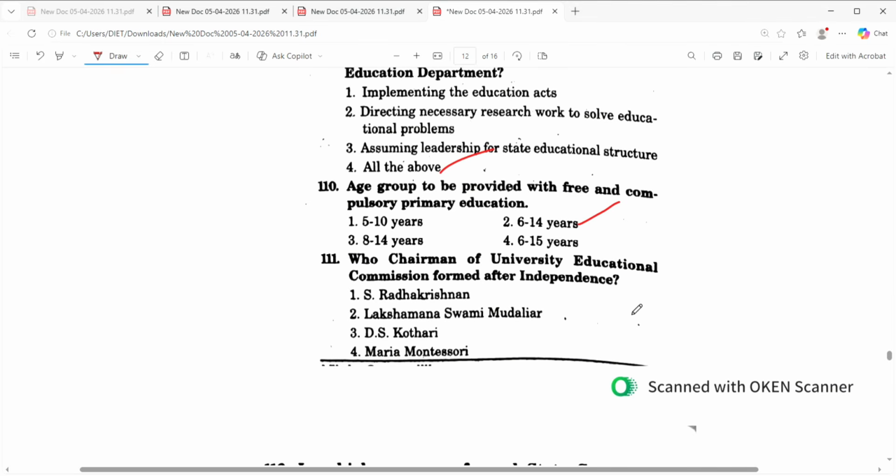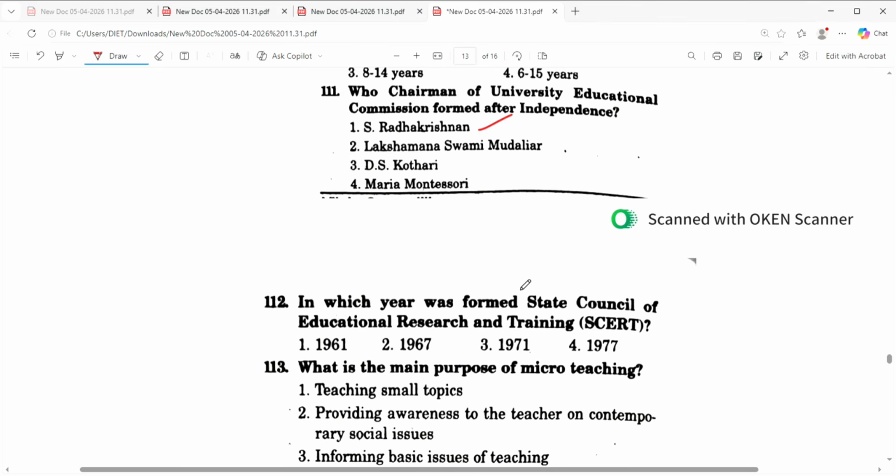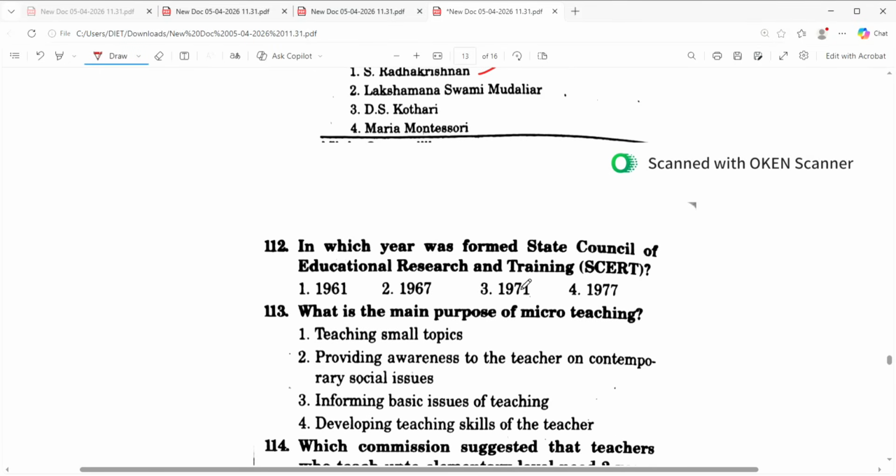Who was the chairman of University Education Commission after independence? So 111 is nothing but S. Radhakrishnan. In which year were the SCERTs formed? Right? So 112, the answer is 1967. State Council for Education Research and Training were started for the first time.